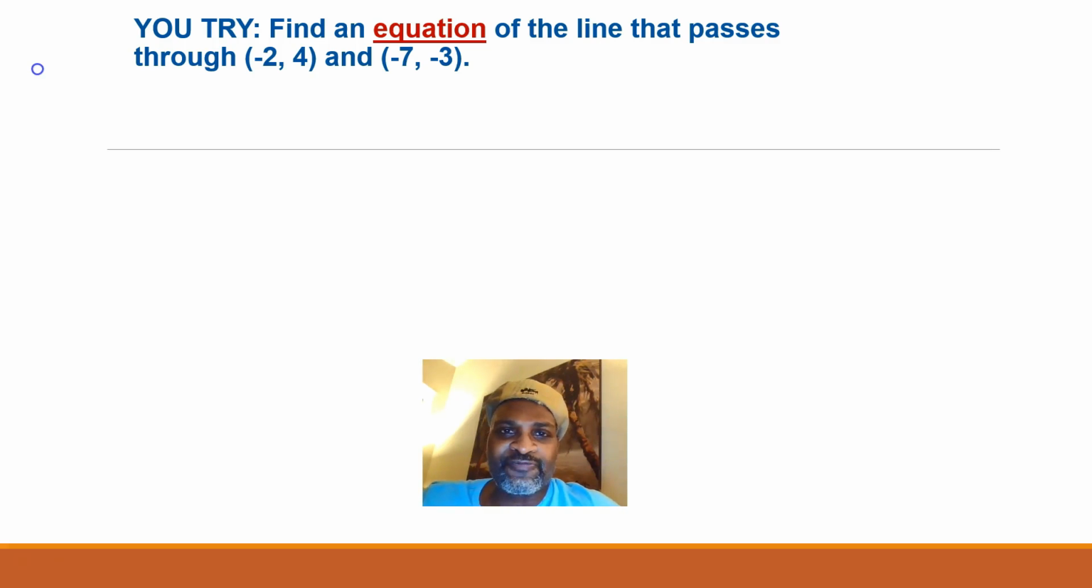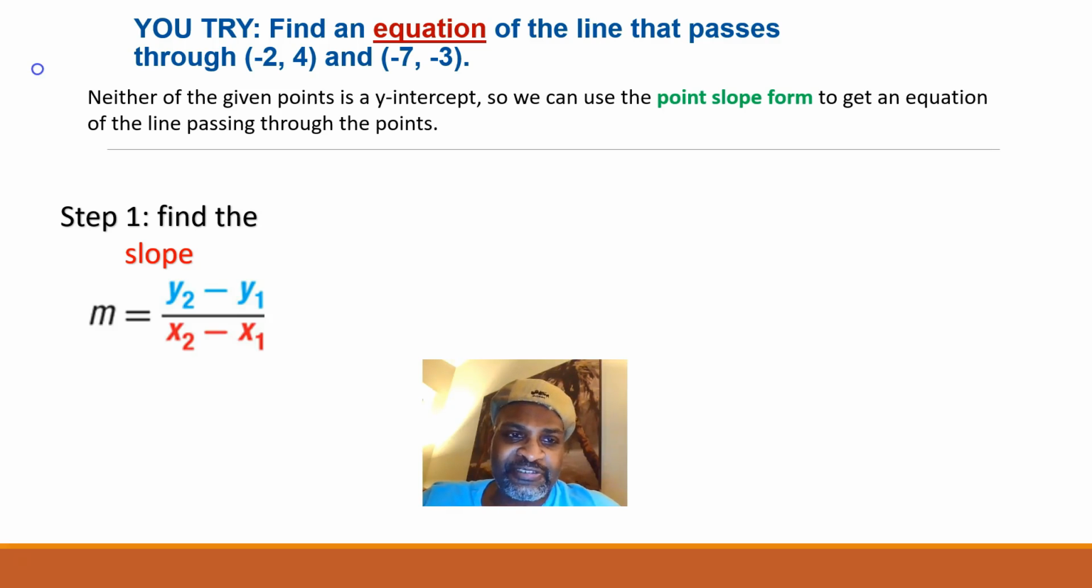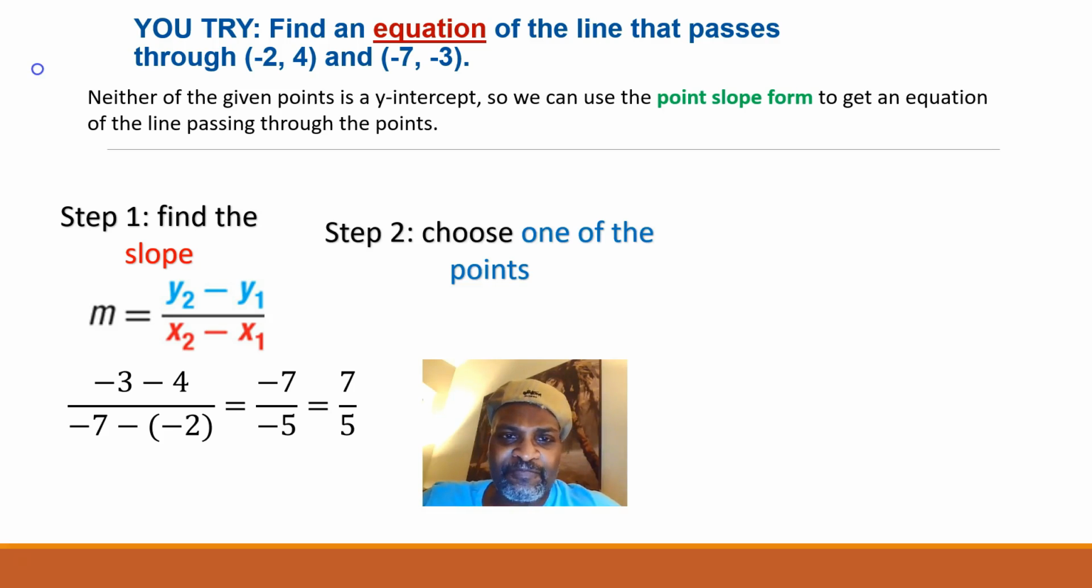Got one more equation for you to try. Find the equation of the line that passes through the points (-2, 4) and (-7, -3). Now notice that neither of the given points is a y-intercept. So we have to use the point-slope form to get an equation of a line that passes through these points. So step 1, find the slope. Let's substitute our values. Once we simplify our fraction, we get 7/5.